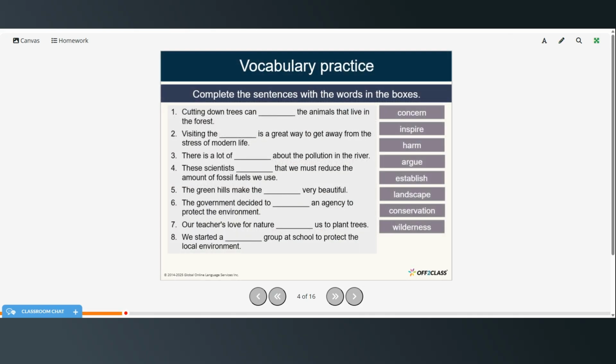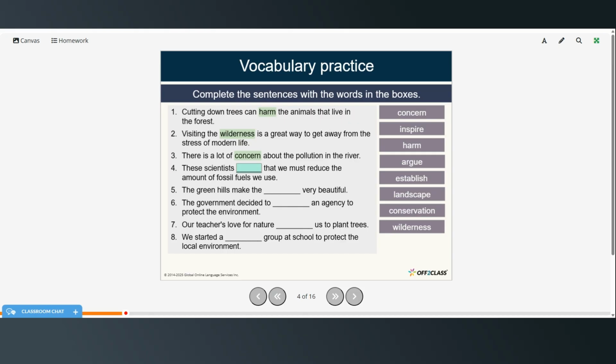So now complete the sentences with words from the boxes, and then restart when you're ready to check your answers. So cutting down trees can harm the animals that live in the forests. Visiting the wilderness is a great way to get away from the stress of modern life. There is a lot of concern about the pollution in the river.